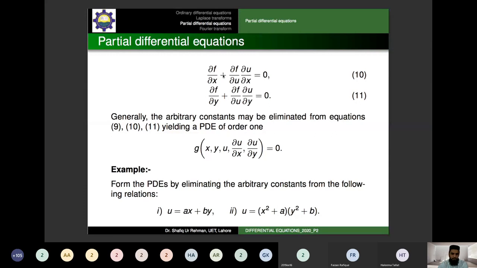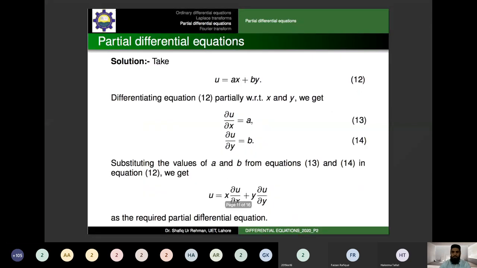By taking simple examples: form the partial differential equations by eliminating the arbitrary constants from the following relations. So we have a relation between u, x, and y, where a and b are going to be arbitrary constants. Same is the case for the second part of this example. We take the first one, u is equal to ax plus by. Label it as equation number 12.